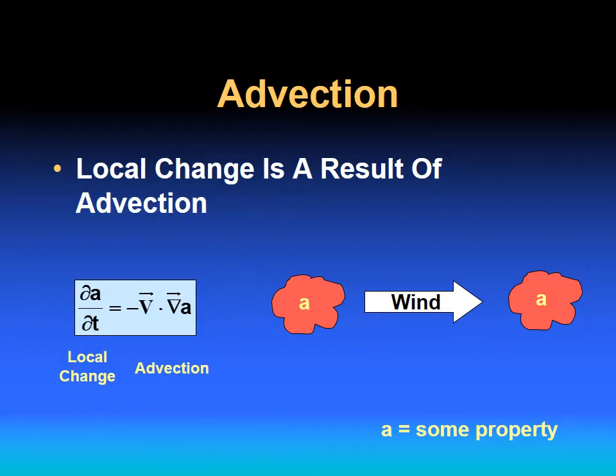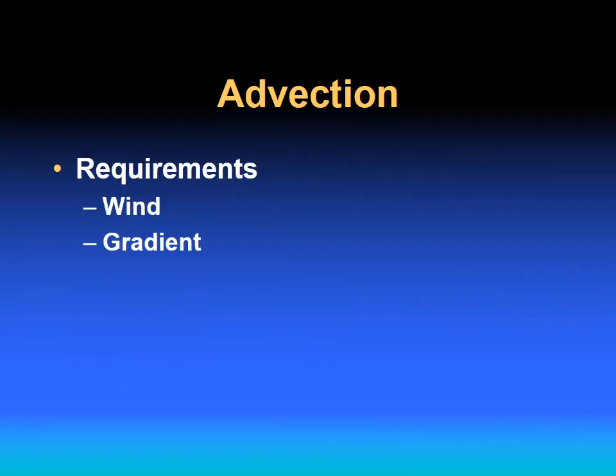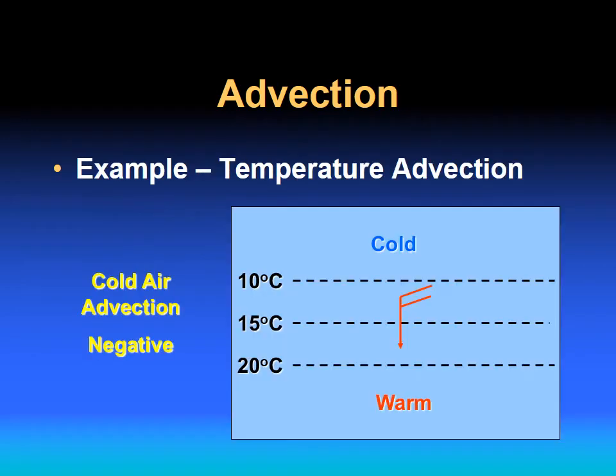So this is what happens. You get a local change as a result of the wind moving through. You guys probably know this already. When the wind blows out of the north, it gets cold. That's advection, cold air advection. When it blows from the south, that's warm air advection. There's a gradient in temperature, and there's some wind. And those two things together cause local changes. So what you need for advection is wind and gradient, as I implied.